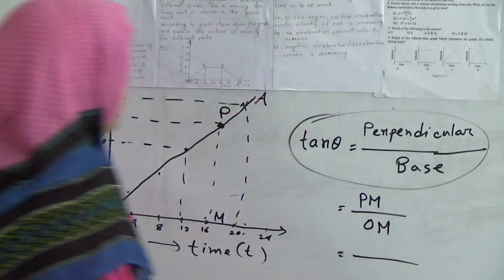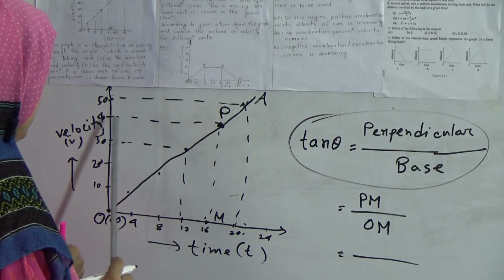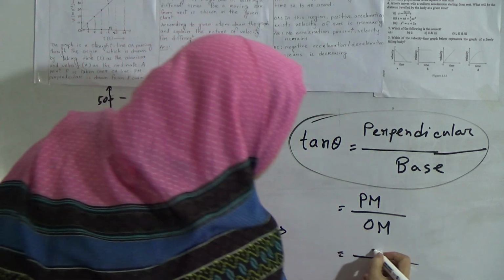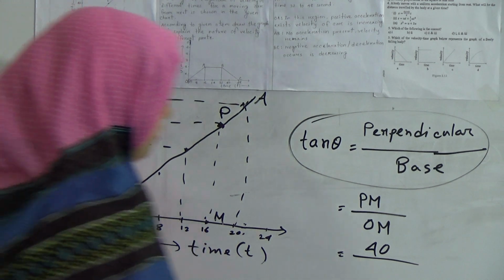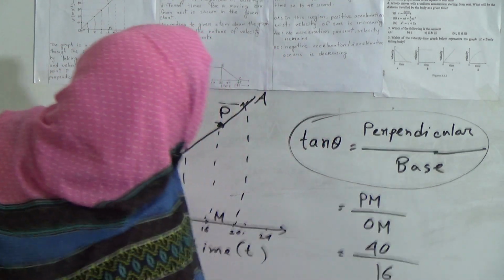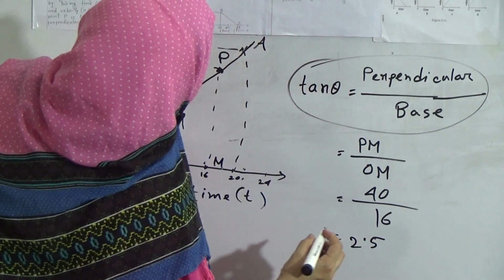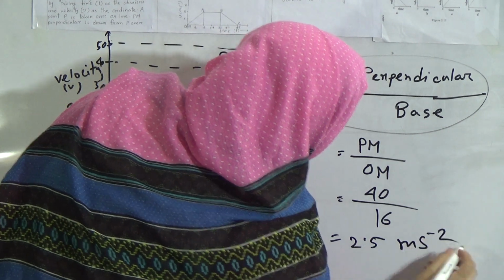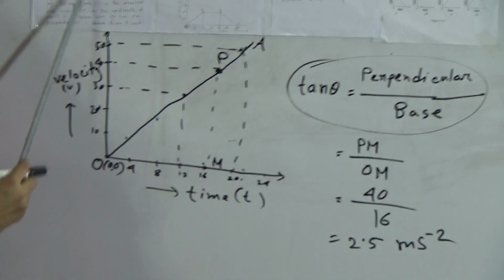So put the values. What is the value of PM? This is velocity, that means 40. And OM means time, that means 16. What will be 40 divided by 16? That means 2.5, and the unit is 2.5 meter per second square. My dear students, for problem number 1, I have shown this answer.